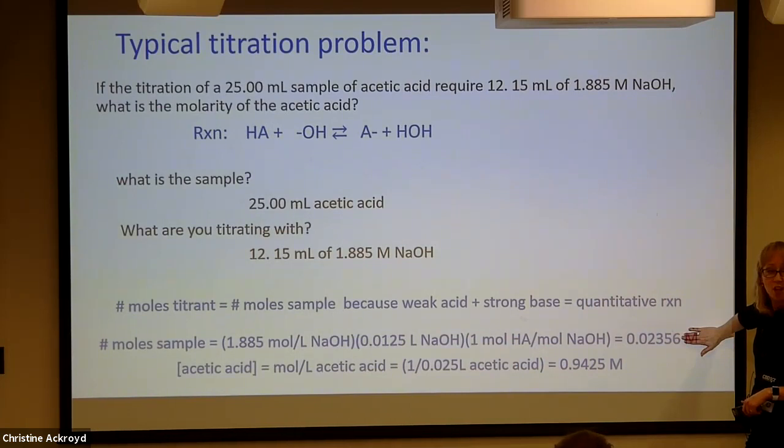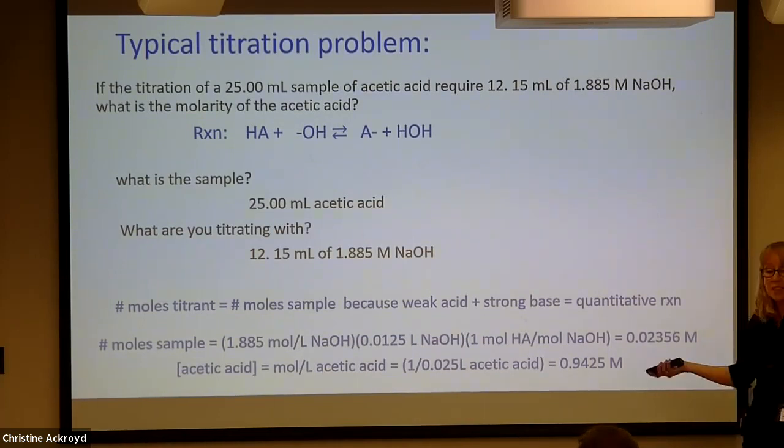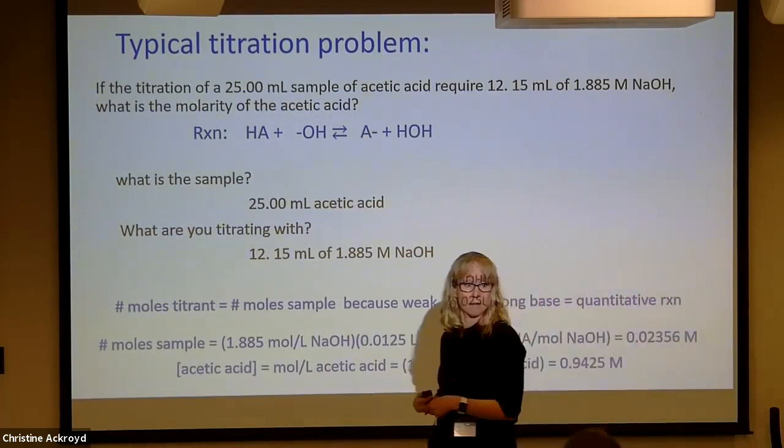How do we calculate the concentration if we've been given the number of moles? Divide by the liters. That's all you have to do. Could I have done it in one step? Yeah. It's really just a stoichiometry unit conversion problem. That's all it is.